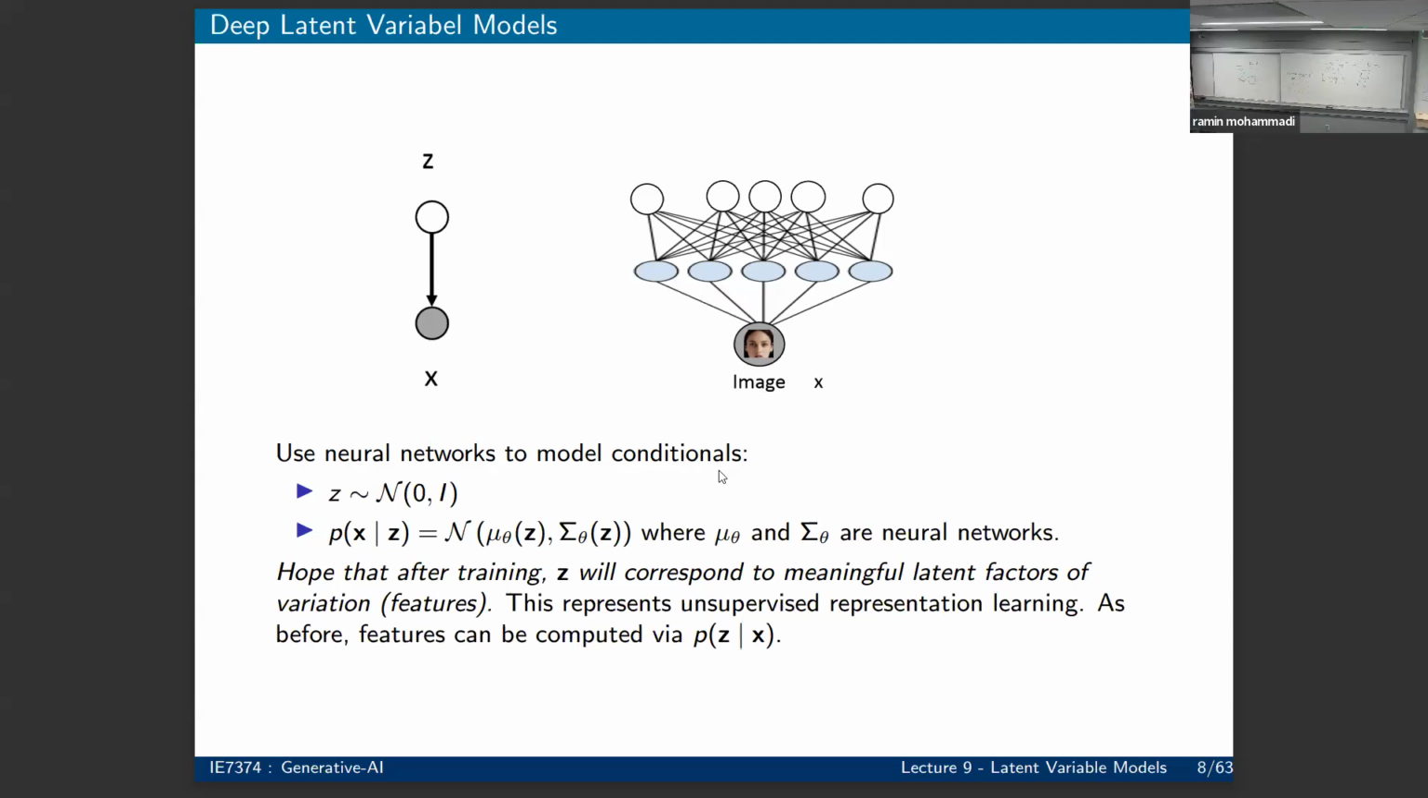Yes. Question. For example, in this example, we want to generate a pixel. What is Z in this picture? Z, okay, that's a great question. So let's look at this problem differently first.